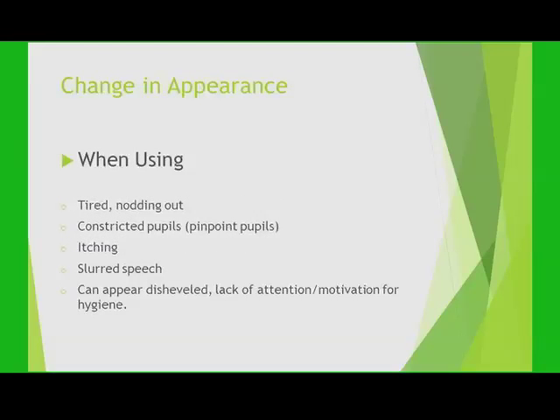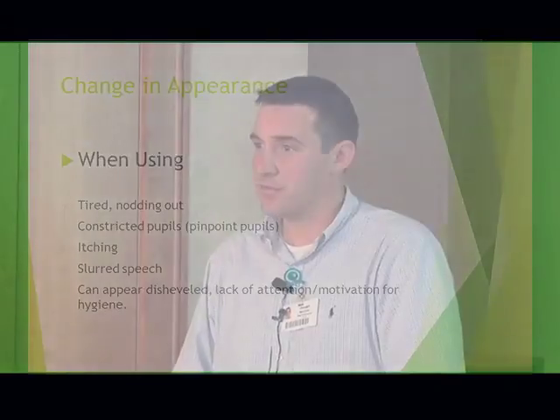And then there's a change in physical appearance as well as their emotional stability as well. So this again can look like tired, nodding out, constricted pupils. So the pupils actually become almost like pinpoints, and that'll even occur in dim light, which shouldn't be happening. And so that's one of the things to look for too is constricted pupils. Itching, slurred speech, can appear disheveled, and again this is due to just an overall lack of motivation and interest for self-care and hygiene.